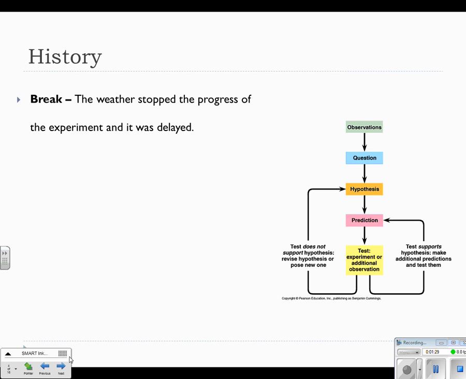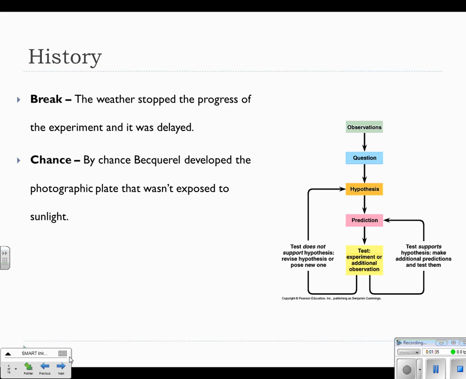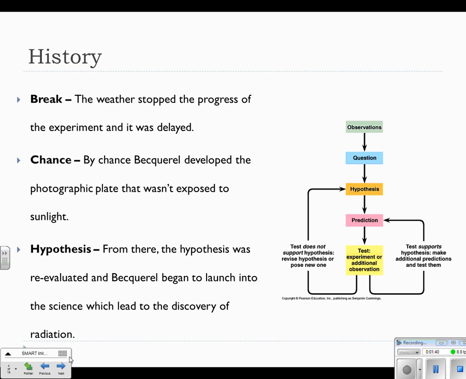What happened was he didn't have the sun one day. It was cloudy when he was trying to do his experiment. And so he took the photo paper and he took the uranium and he put it in a drawer so it was not exposed to sunlight. He found that it actually reacted even without the sunlight. So the uranium rock had something to do with the phosphorescence. So he figured there had to be something in the uranium that reacted with it just like the sun does. So he had to reevaluate his hypothesis and go through more experiments.